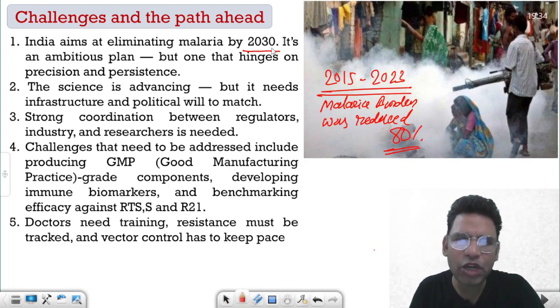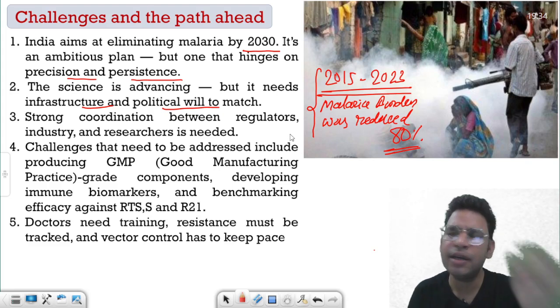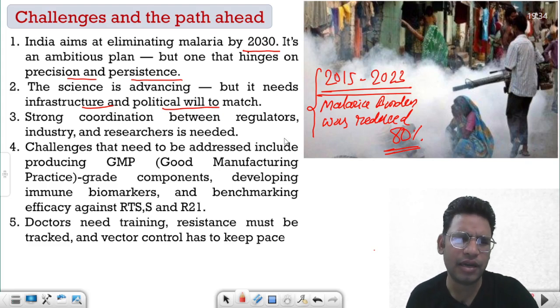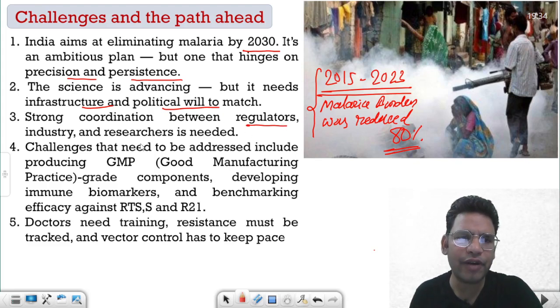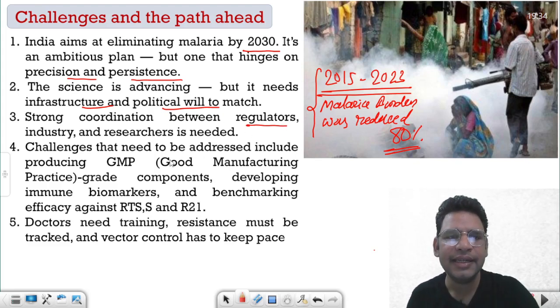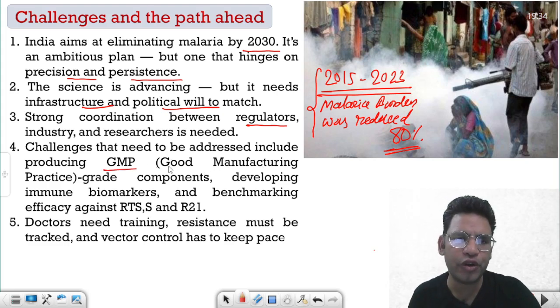By 2030, India has an ambitious plan, which hinges on precision and persistence. Science is advancing, but it needs infrastructure and political will to match. If you want to eliminate it by 2030, we have to have political will, and apart from that, we should have robust infrastructure. Strong coordination between regulators, industry, and researchers is needed. Challenges that need to be addressed include producing GMP. What is GMP? Good manufacturing practices, grade components, developing immune biomarkers, and benchmarking efficacy against RTS,S and R21.